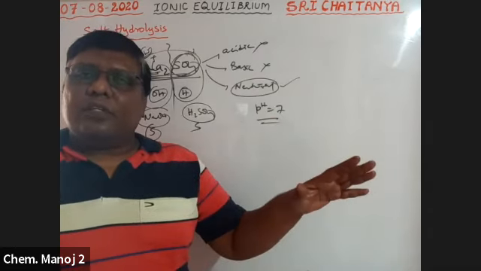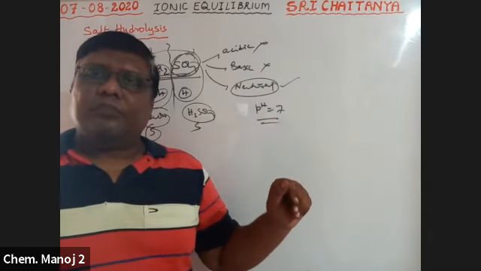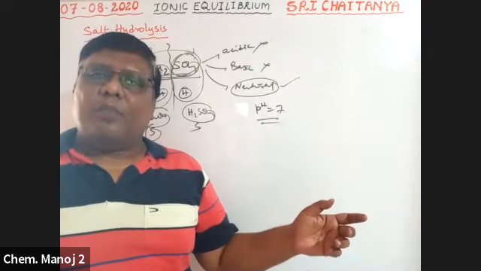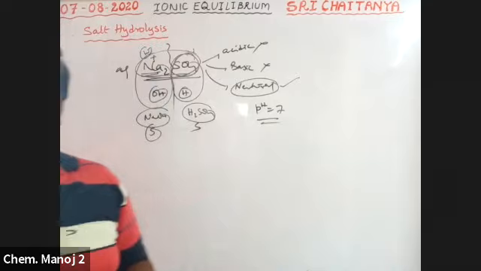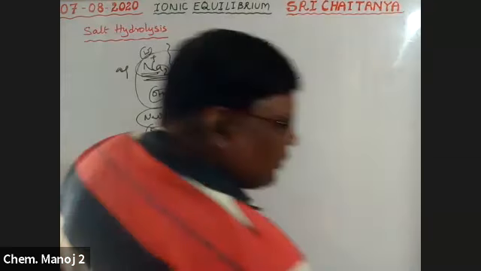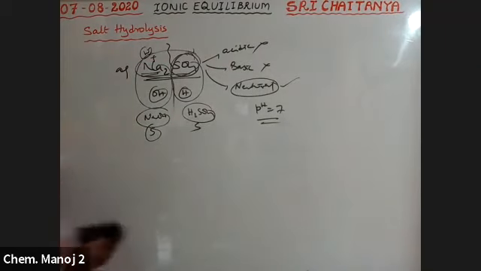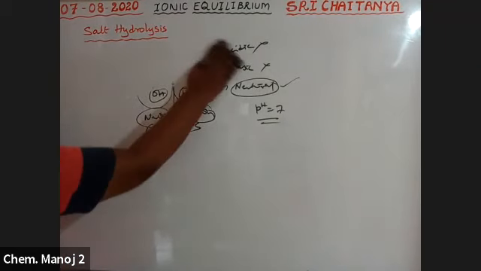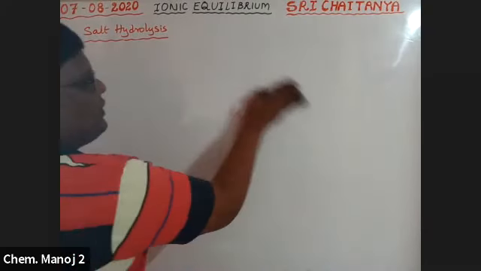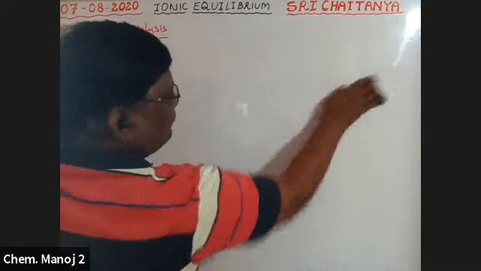It is about salt hydrolysis of salts formed by the combination of a strong acid and a strong base. Now I'm going to explain about salts of strong acid plus weak base. Strong acid plus weak base. So let us take an example.